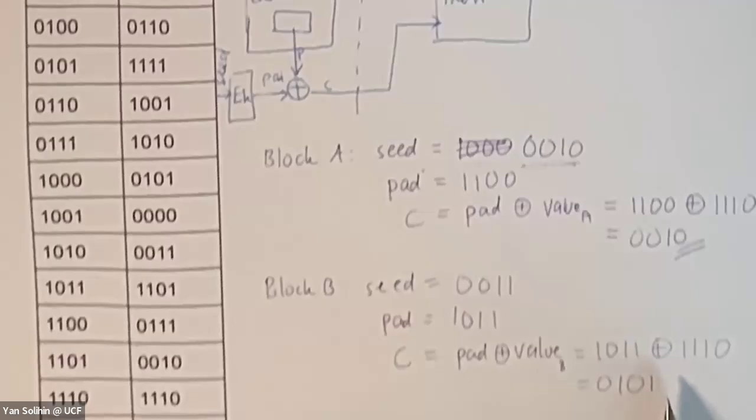Notice also that incrementing the counter value ensures that the seed doesn't get reused, and therefore we remove the vulnerability of counter mode encryption. So we cannot allow seeds to be reused. All right.